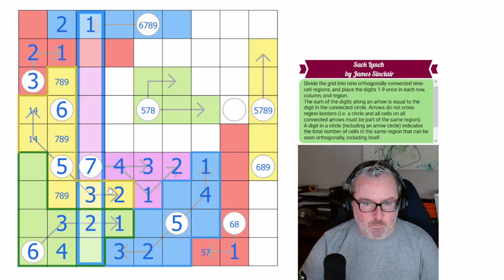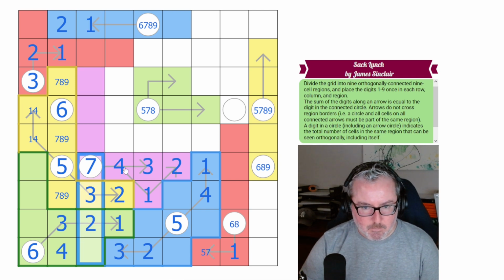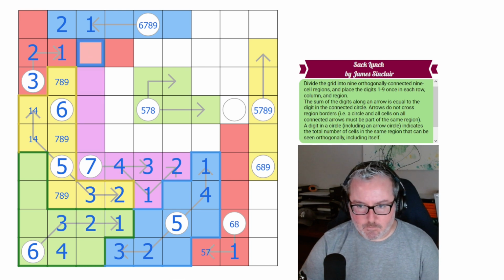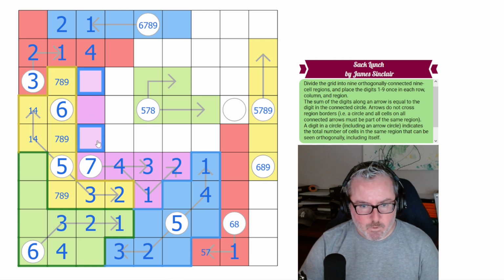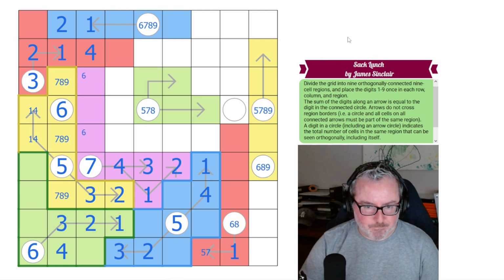This column, where does the 4 go? Well, we know this can't be, this can't be, this can't be, this can't be. None of these can because we already have a 4. This is a 4. Can we continue that thought process? No. Well, I guess it means one of these is a 6. But I think that's as far as we can take this.